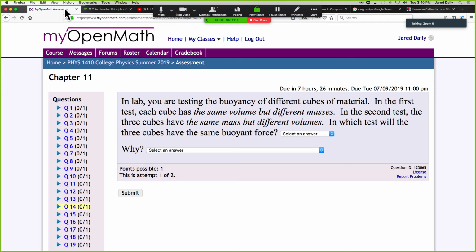Buoyant force depends on volume, right? So which one of these is not going to change because of their volume? Which one of these tests?